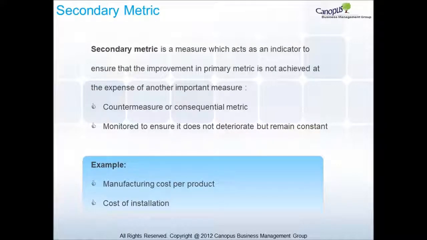Secondary metric is a measure which acts as an indicator to ensure that the improvement in primary metric is not achieved at the expense of another important measure. Therefore, it can be considered as a countermeasure or consequential metric. Thus, secondary metrics will be monitored throughout the project to ensure that it does not deteriorate but remain constant. For example, manufacturing cost per product and cost of installation to remain constant.